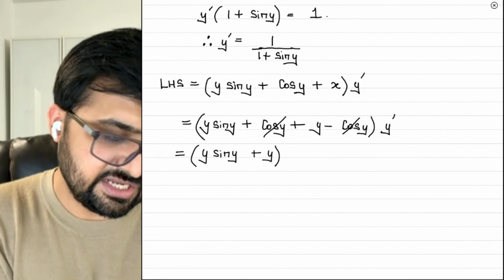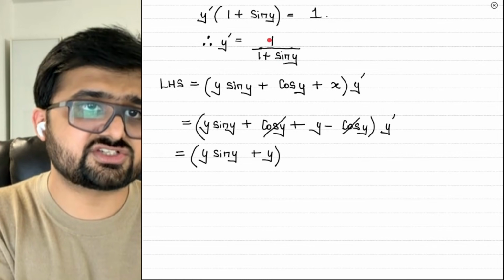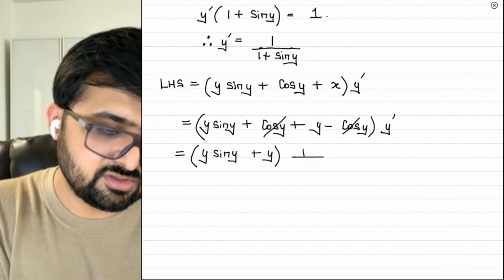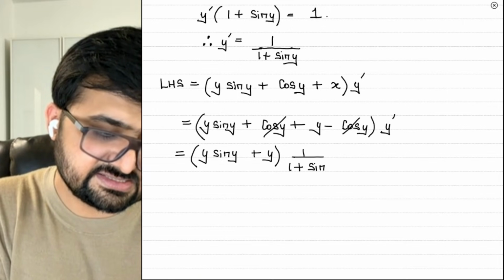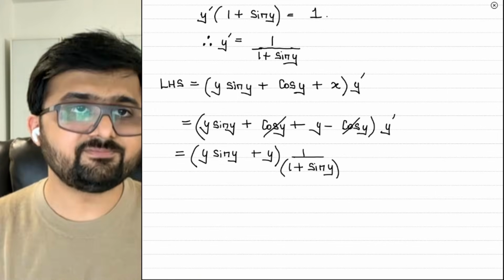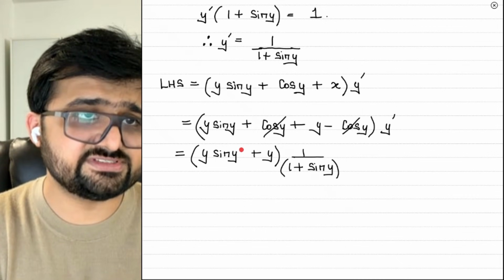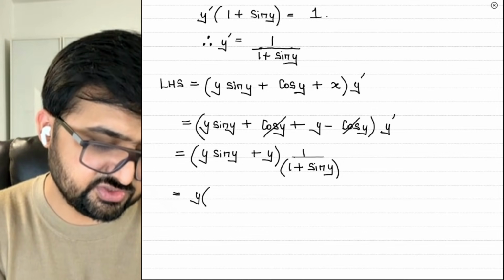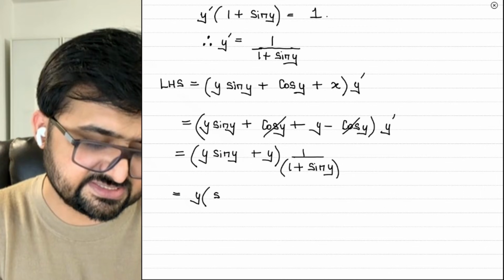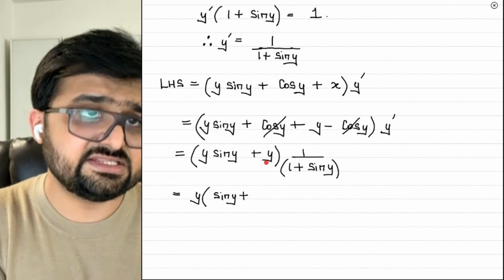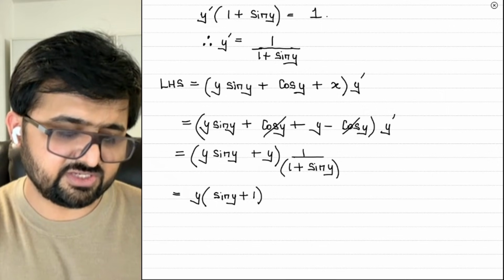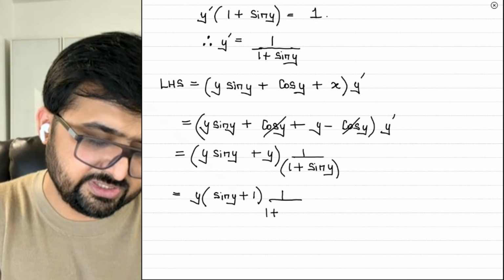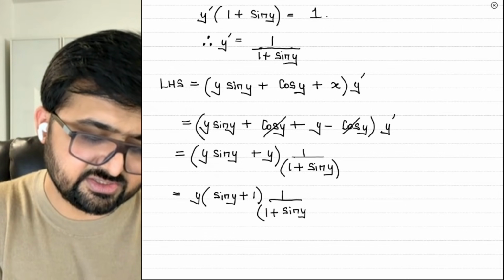plus y, and you can substitute the value of y dash, which is 1 over 1 plus sine y. Okay, we can simplify this a little bit. If you notice here, you can take y common from these two terms. If you take y common, you will be left with sine y plus 1, and you have 1 over 1 plus sine y in the denominator.